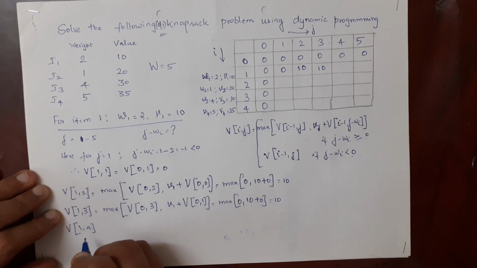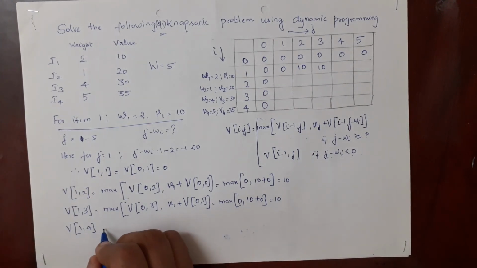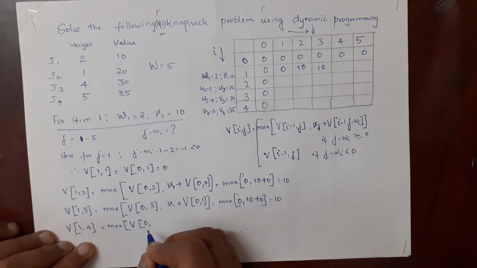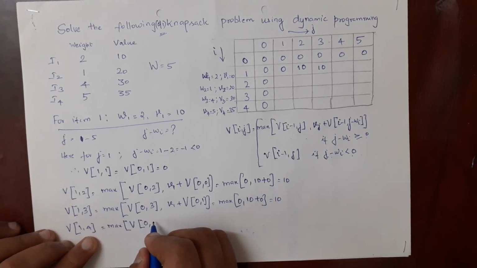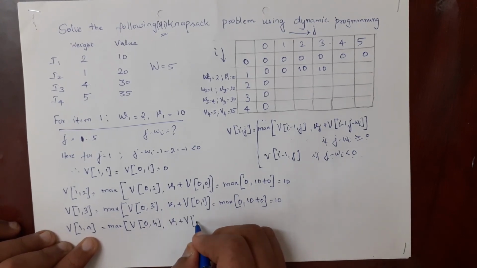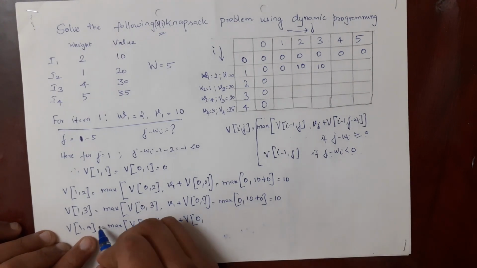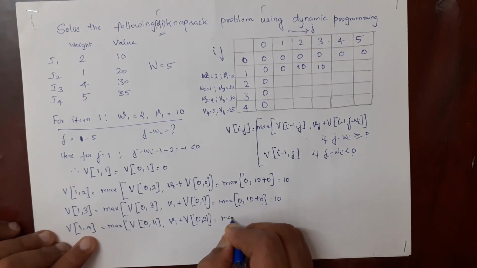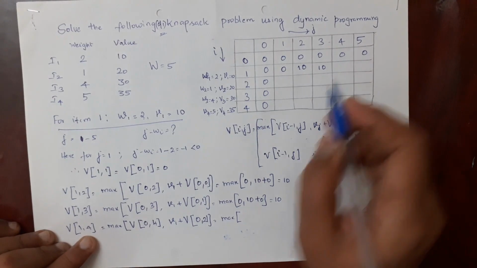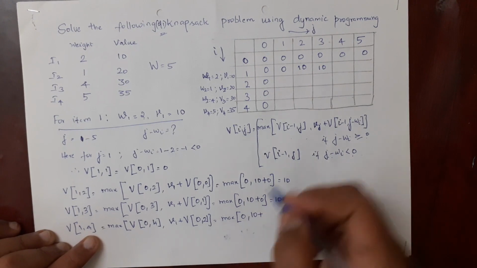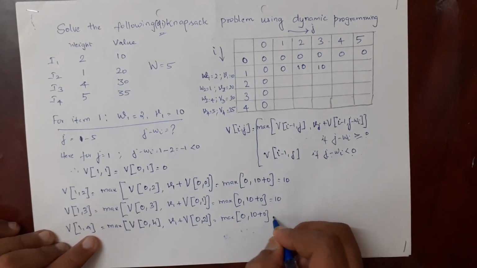1 comma 4 is equal to maximum of v of I minus 1, that is 0 comma j, that is 4, or v1 plus v of I minus 1, 0 comma j minus wi. J value is 4, 4 minus wi is 2, 4 minus 2, 2. That is maximum of 0 comma 4, 0 comma 4 is 0, comma the value of this item 10 plus 0 comma 2. So 0 comma 2 is 0. So the maximum value is 10.